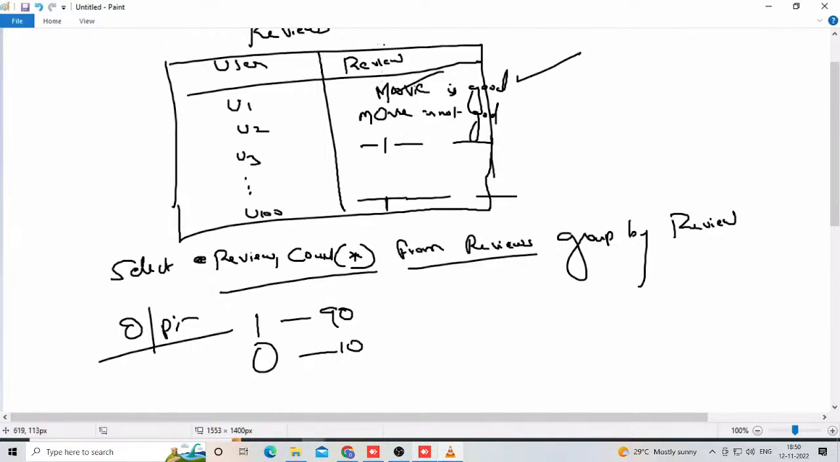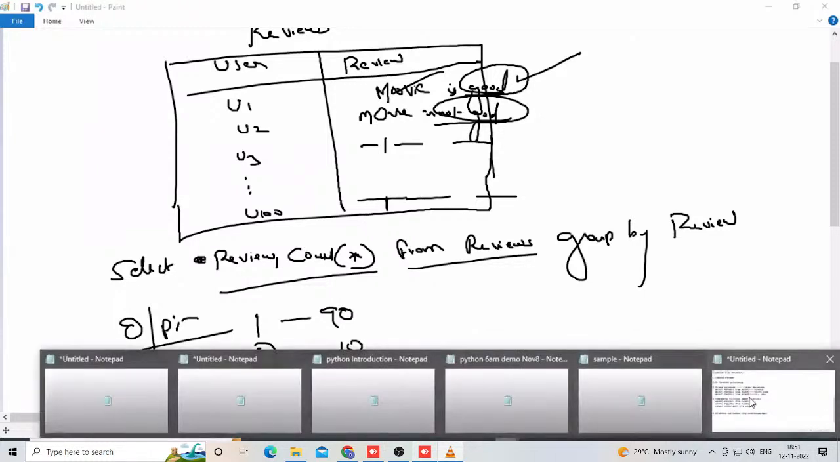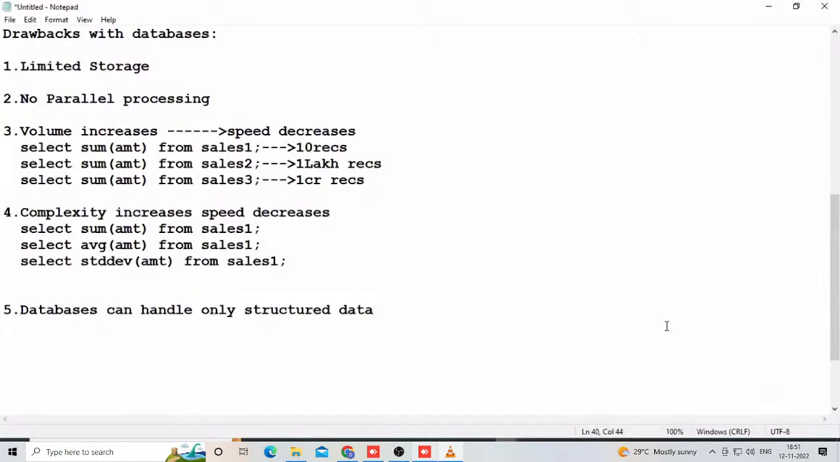It is possible, but the text data will not be uniform, so it's not possible. Even if you use the keyword count, it gives wrong computation, because even "not good" has "good" within it. So this kind of data can't be handled. Databases can handle only structured data; unstructured or semi-structured data can't be handled. So these are the drawbacks with databases.